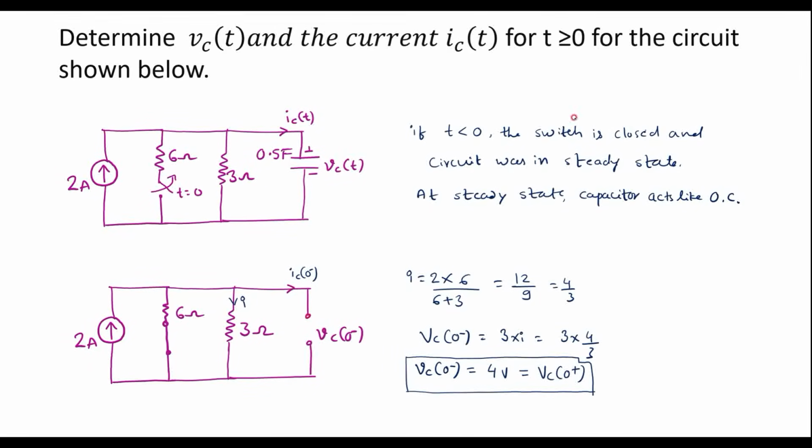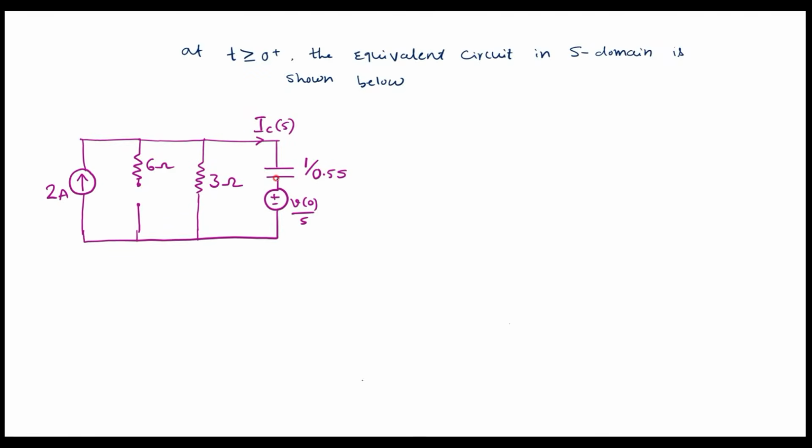Now we'll consider the time t greater than or equal to 0. I will draw the equivalent circuit in S domain. That is, at t greater than or equal to 0 plus, the equivalent circuit in S domain is shown below. This is the equivalent circuit in S domain for t greater than or equal to 0 plus. This is supposed to be 2 by S.